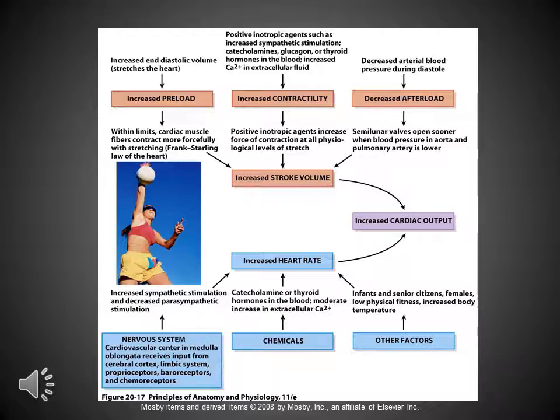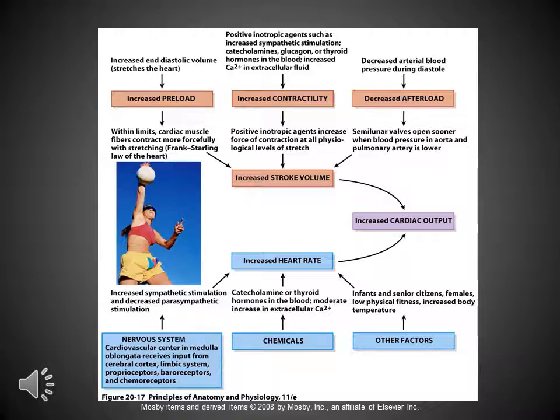And then finally, decreased arterial blood pressure during diastole is going to result in decreased afterload. Therefore, with less blood pressure, we're not going to have to worry about a lot of afterload. That's all going to go into increasing stroke volume. Those are all factors that we can influence with drugs and pharmaceuticals to increase cardiac function.